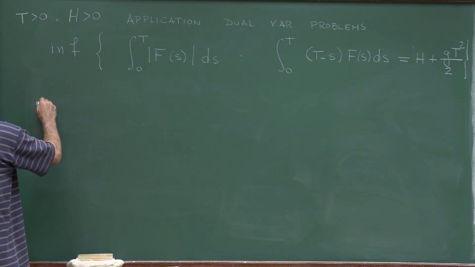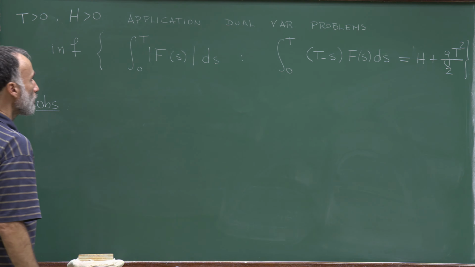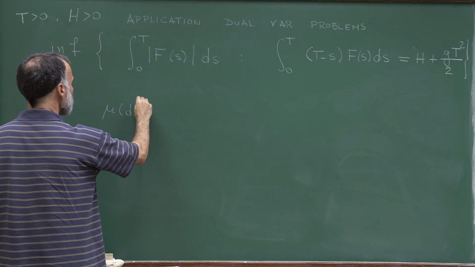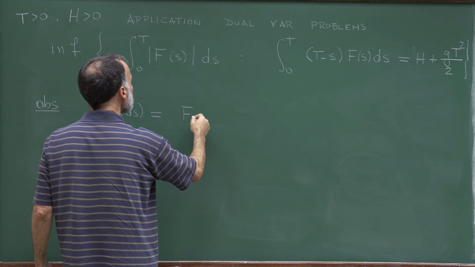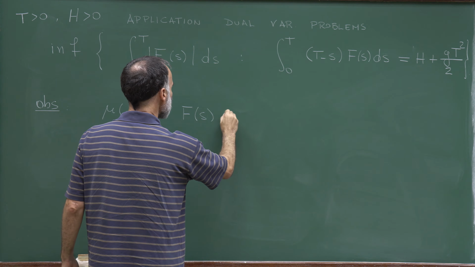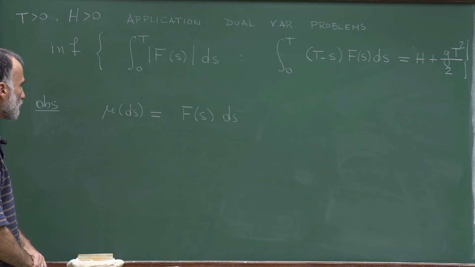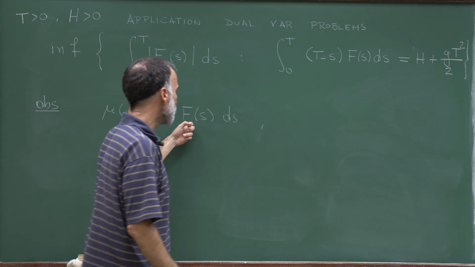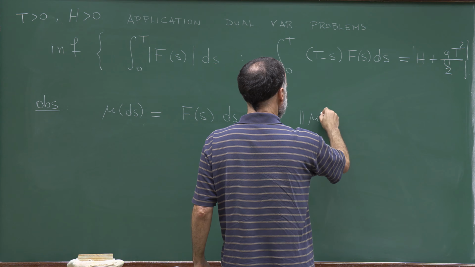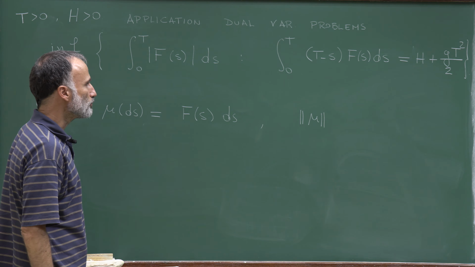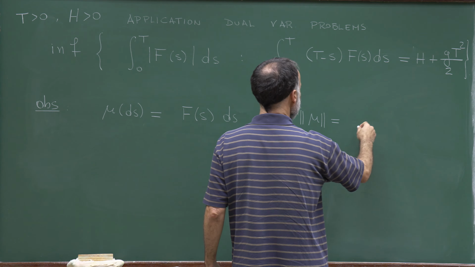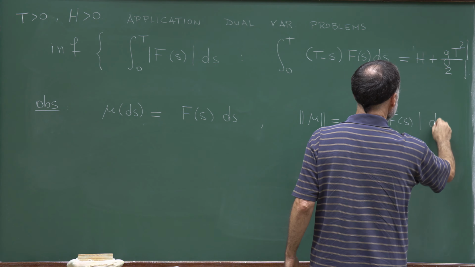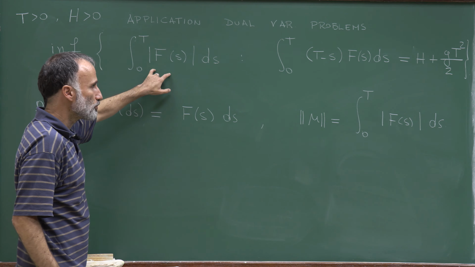Now here is a remark. If you have, let's say, a measure mu on the interval [0,T], which is absolutely continuous with respect to the Lebesgue measure and whose density is equal to f(s), then what we know is that f has no sign, so that if you take the total variation of mu, this is equal to the integral from 0 to T of the modulus of f(s) ds. So this is exactly what's appearing here.